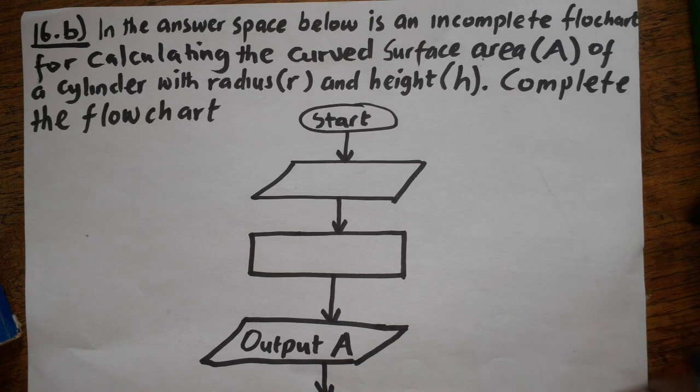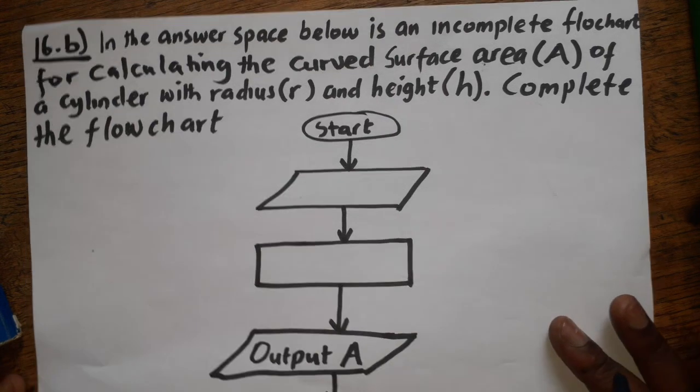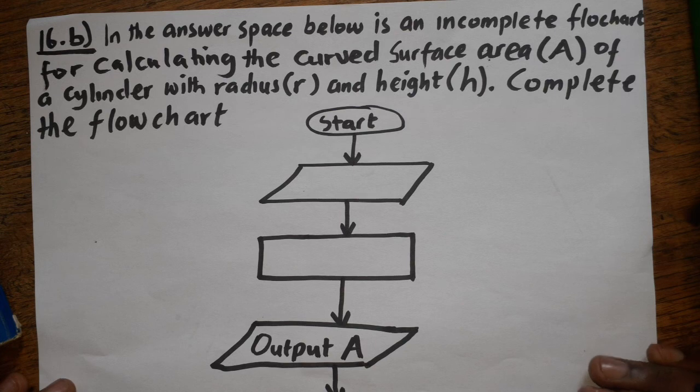Okay, so we are on question 16b now. Very simple question. In the answer space below is an incomplete flowchart for calculating the curved surface area of a cylinder. The curved surface area of a cylinder, all right, with radius r and height h. Complete the flowchart. Very good.